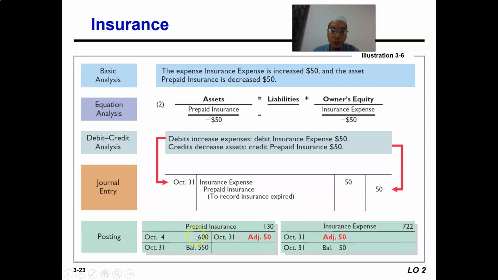Here in prepaid insurance, we already have 600 we paid for on October 4, but then we do adjustment for 50, and after 31st October we only have a balance of 550. We are expecting to get benefit from the insurance only for 550 because only 11 months left. We do the posting on our insurance expense account. We have a debit on our insurance expense for $50. So at the end of October 31st, we have a balance of $50 of insurance expense that should go into our adjusted trial balance. Okay.